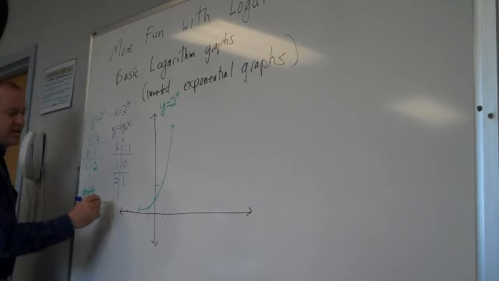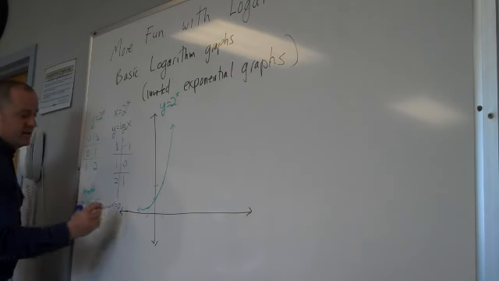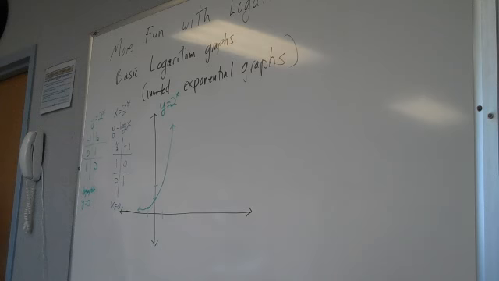the asymptote is going to be what line? It was y equals 0 on the original. If inversing is always switching all of the x's and y's, what would the asymptote be? x equals 0. If y equals 0 is the x-axis, what's x equals 0? The y-axis. Very good.